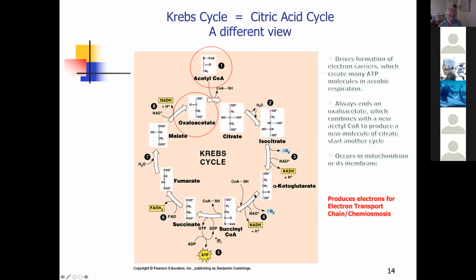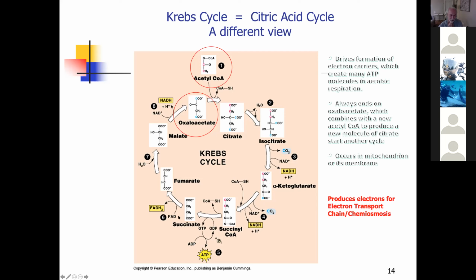Then another carbon is lost through CO2, and more NADH is generated to get to succinyl-CoA, which is now a 4-carbon molecule. 4 carbons plus coenzyme A. The conversion of that to succinate generates ATP. So this is the substrate level phosphorylation that occurs in the Krebs cycle.